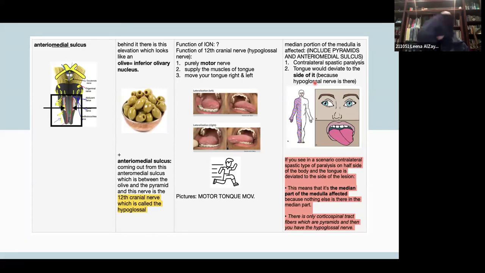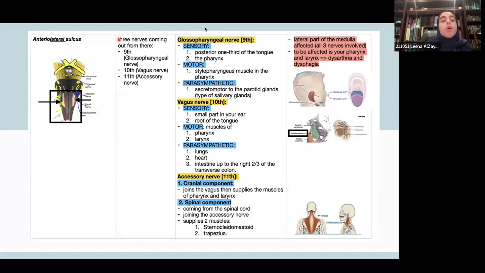So till now, we talked about the decussation. If we have an injury, for example, in the anterior aspect, you would lose the corticospinal tract in the anterior, and you would also lose the hypoglossal nerve because they're still in the anterior aspect of the medulla. So as we see here, the medial portion of the medulla is affected. It includes the pyramids and the anterior medial sulcus. So you would have contralateral spastic paralysis, and the tongue will deviate towards the side of the lesion because of the hypoglossal nerve.